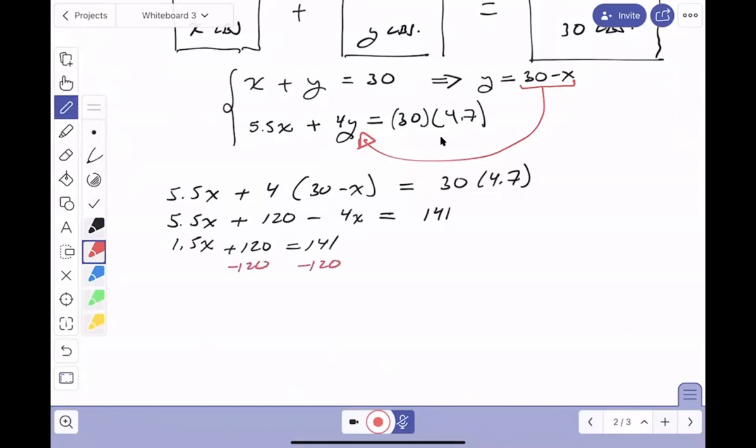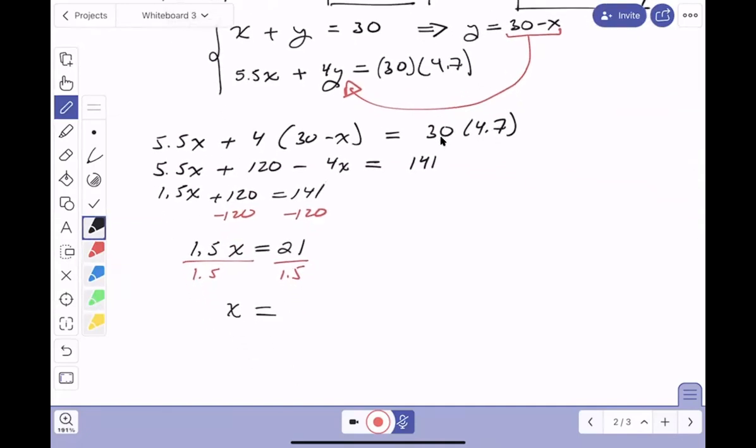There might be another mistake, though. What do you get? And don't be discouraged by mistakes, by the way. What does that give you? 21. What I'm going to do now is divide by 1.5. And what do you get there? X equals. Let's take a look at that.